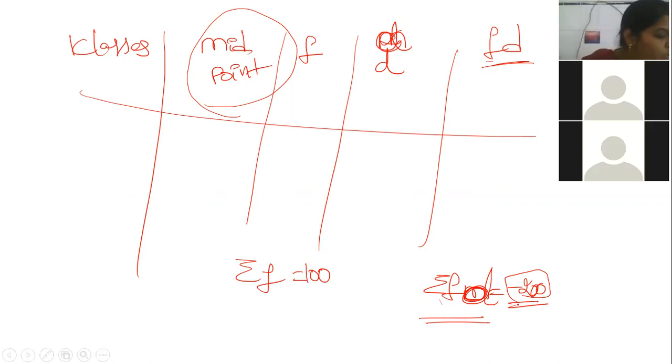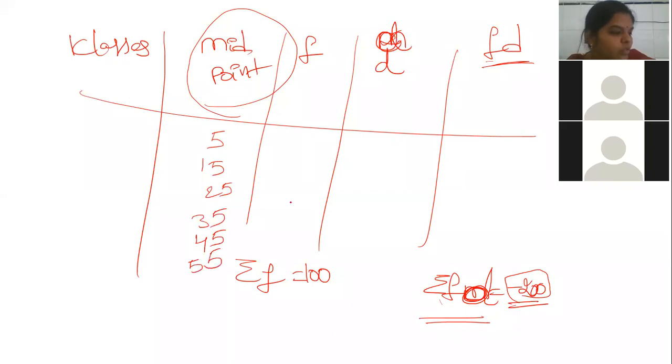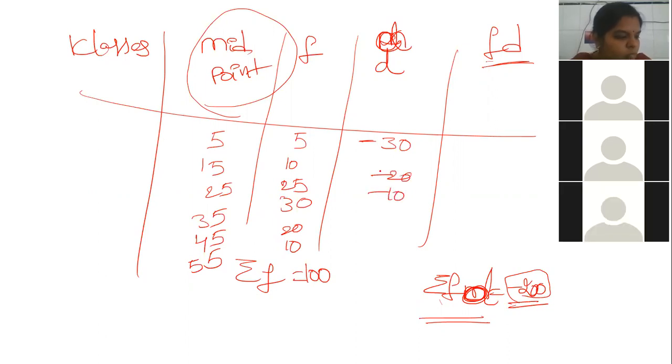300. How does it come around 300? What are the M values you have? 5, 15, 25, 35, 45, 55, right? So the F values you have are 5, 10, 25, 30, 20 and 10. Then what are the D values? Minus 30, minus 20. Is it correct? Ma'am, the FD value is minus 200. Yes, the FD value is minus 200. That's what I am saying. Just correct it, ma'am. Do it correctly. The FD value is minus 200 only.